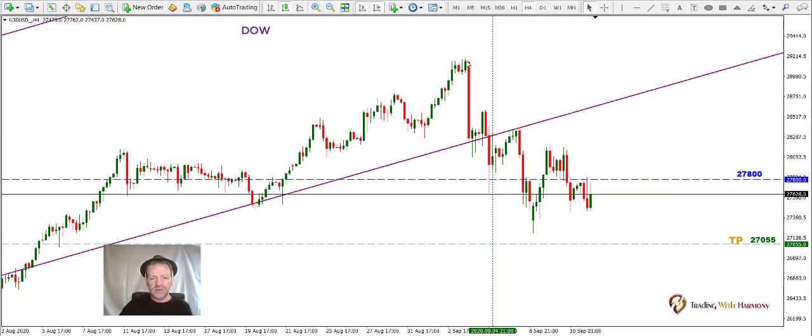So what we are looking for for this week and beyond is, for a better risk reward, if we can get price to come back up into this 27,800 level and then to continue down south and hit our TP level, being the 27,055 in the Dow.